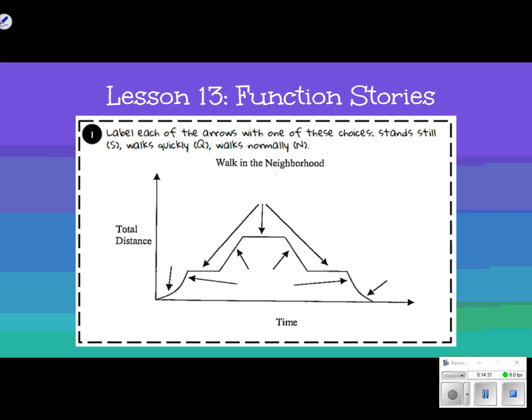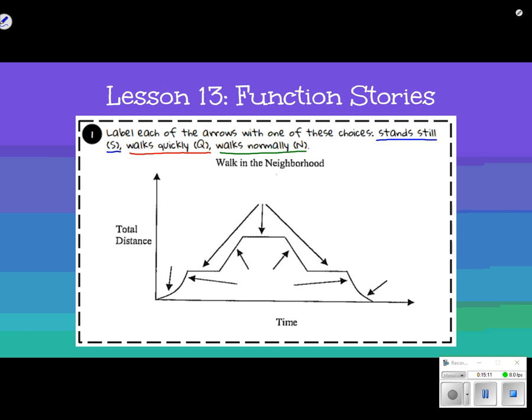One of the things that I recommend is doing a little sketch in your notes. I know that you're going to have to do a little bit of drawing. It doesn't have to be perfect, but pause the video, try to get this in your notes, and then we're going to look at this walk in a neighborhood. So we have three things. We can stand still, we can mark that with an S. We can walk quickly, we can mark that with a Q, or we can walk normally, we can mark that with an N.